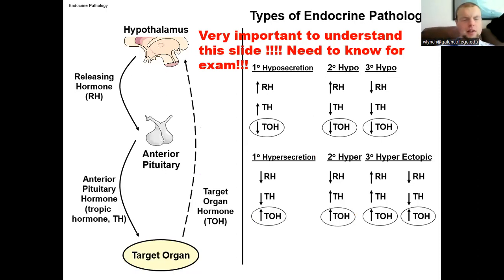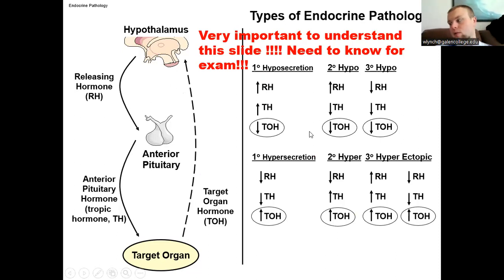So here's some examples of that feedback loop, all right? Our long feedback loop is going to go from target organ all the way back up to the hypothalamus. Our short feedback is going to go from anterior pituitary to the hypothalamus, or from the hypothalamus to the pituitary. And the ultra short feedback is going to go from hypothalamus back to hypothalamus. So just right in here.